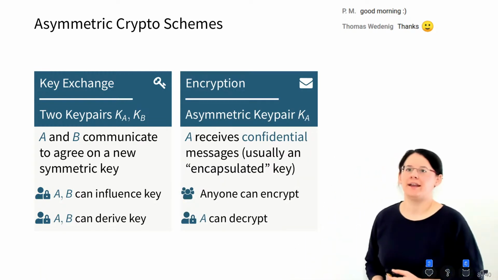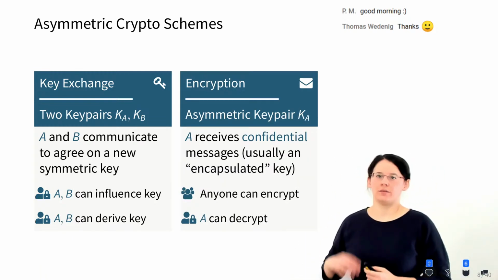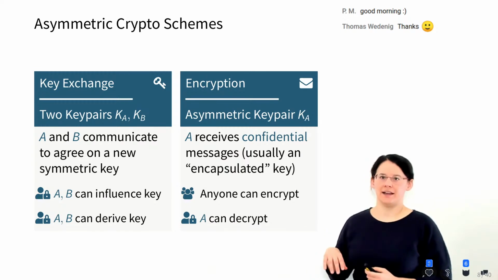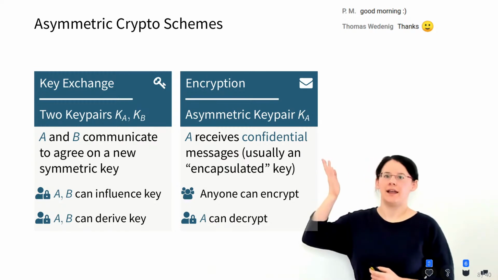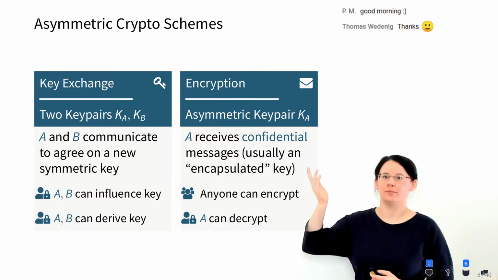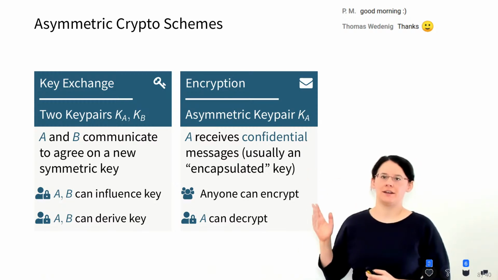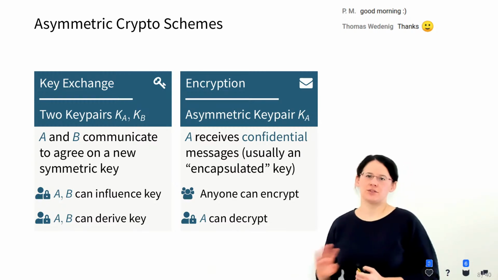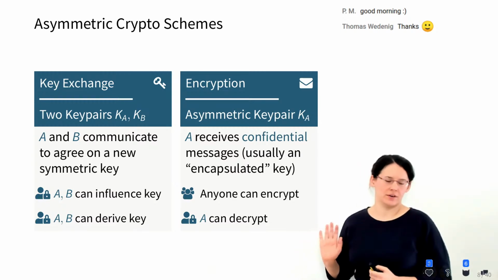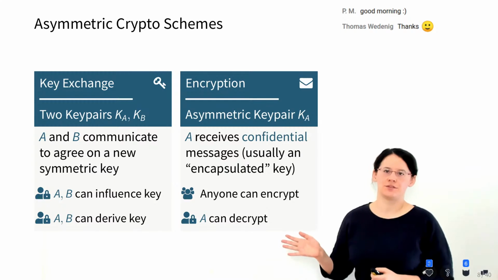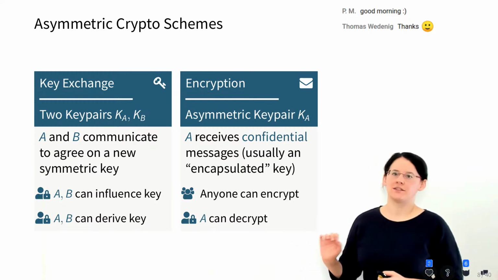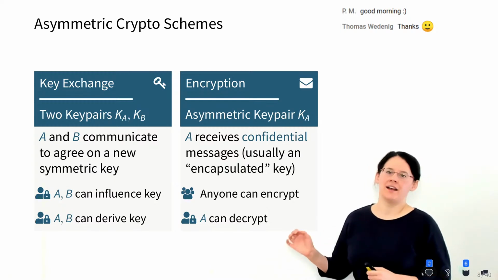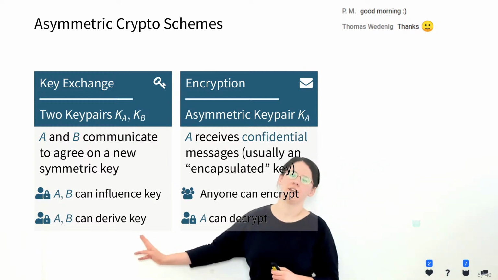There's also the encryption case, which we already pictured on the previous slide, where Alice can receive messages from everybody, meaning everybody can encrypt and only Alice can decrypt. And usually this is actually not used for communication like the encryption schemes we saw so far, but it's typically only used as a replacement for key exchange schemes.